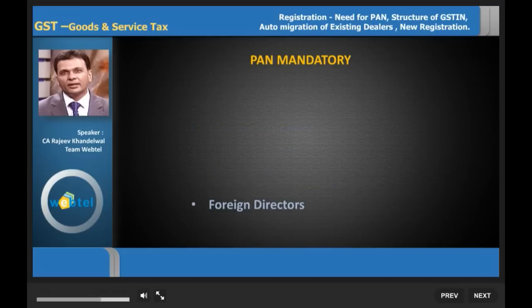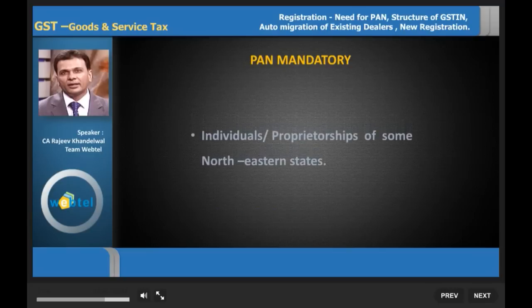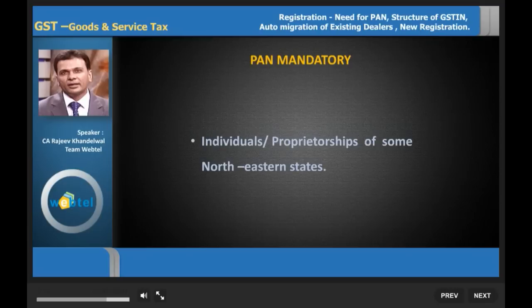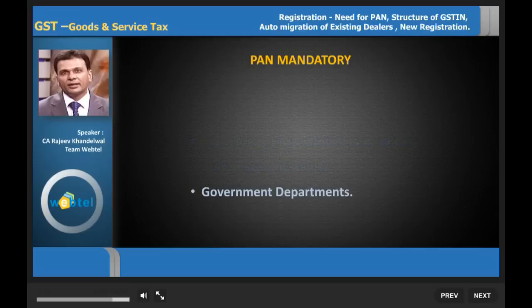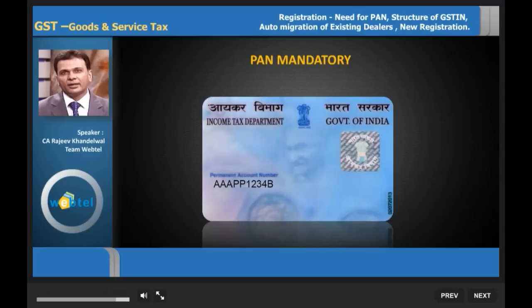But in the case of Indian authorized signatories, directors, partners or sole proprietors, PAN is mandatory. In some cases, we are aware that it is not mandatory for a business to take a PAN, as in the case of individual sole proprietorships of some north and eastern states. Even in the case of government departments, everybody is filing TDS returns, and we are aware that TAN is mandatory, PAN is not mandatory. But here, let us remember that for GST, PAN is mandatory for everybody. Whether it is a proprietorship or individual of northeastern states or government departments, PAN is mandatory. So if you do not have a PAN, please take a PAN now, because it will be necessary for GST registration.